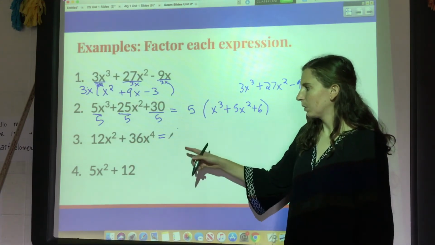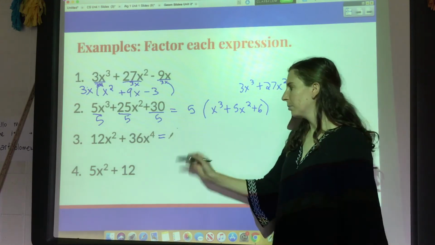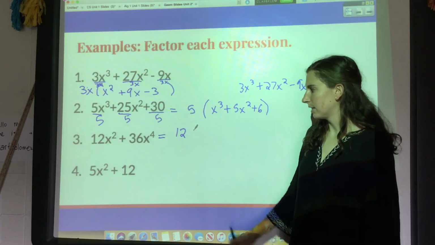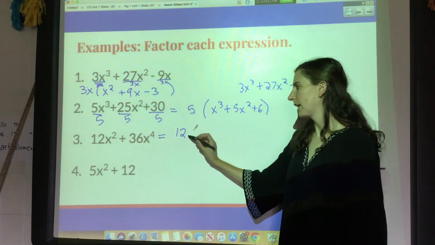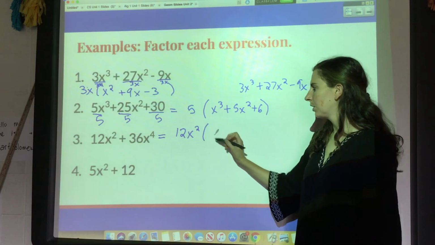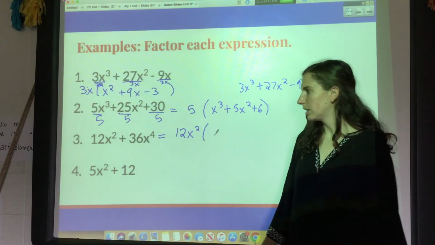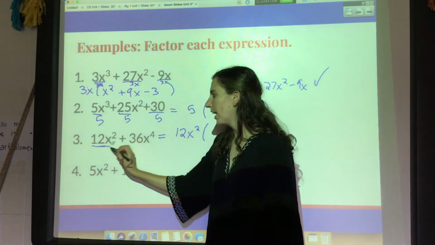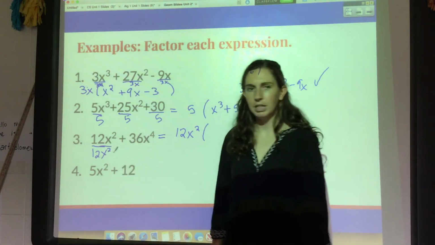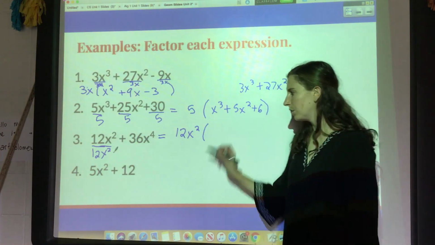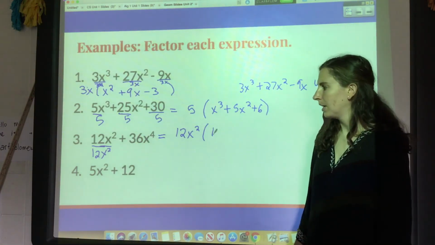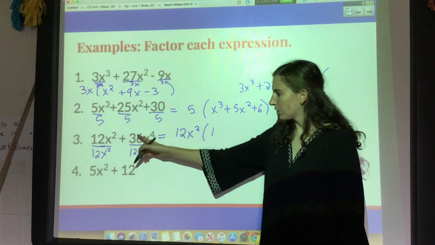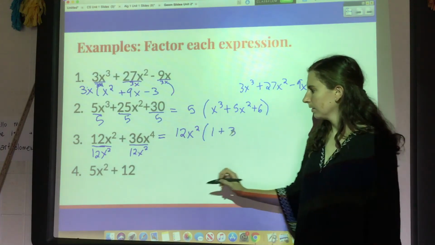So hopefully you've tried those. The greatest number I can take out would be a 12. And the greatest number of x's, this one has 2, this one has 4, so we're going to have to stop at 2. So it's tempting to be like, oh, that one just disappears because I took it all out. But think about if you were to divide this by 12x squared, it wouldn't be a 0, it would leave a 1. So we do need to put a 1 here. And if I divide this by 12x squared, that leaves 3x squared.